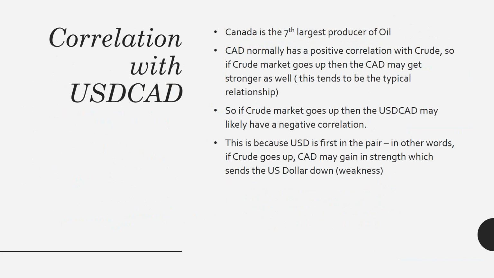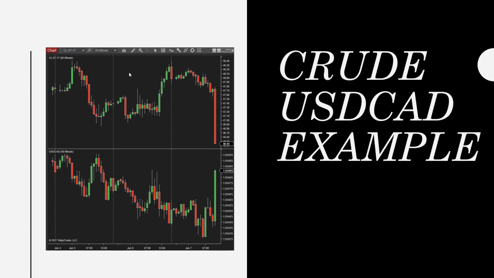So if you're trading crude and the U.S. CAD, because the CAD is the second symbol in that pair, it's actually a negative correlation. And that means if crude goes up, the U.S. CAD will go down, okay? And this is just an example over on the left-hand side. This was the crude oil inventory report on June 7th. And you can see that crude dropped, but the U.S. CAD actually went up.